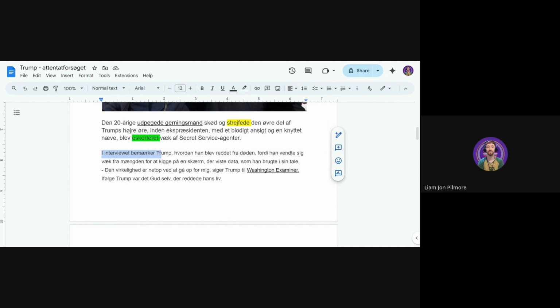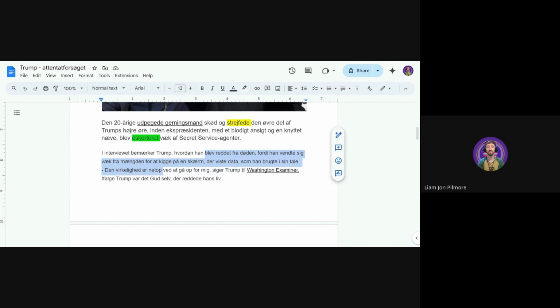So in an interview, Trump senses how he was saved from death, because he turned away from the public, I guess, to look at the screen that was showing data that he was using in his speech.